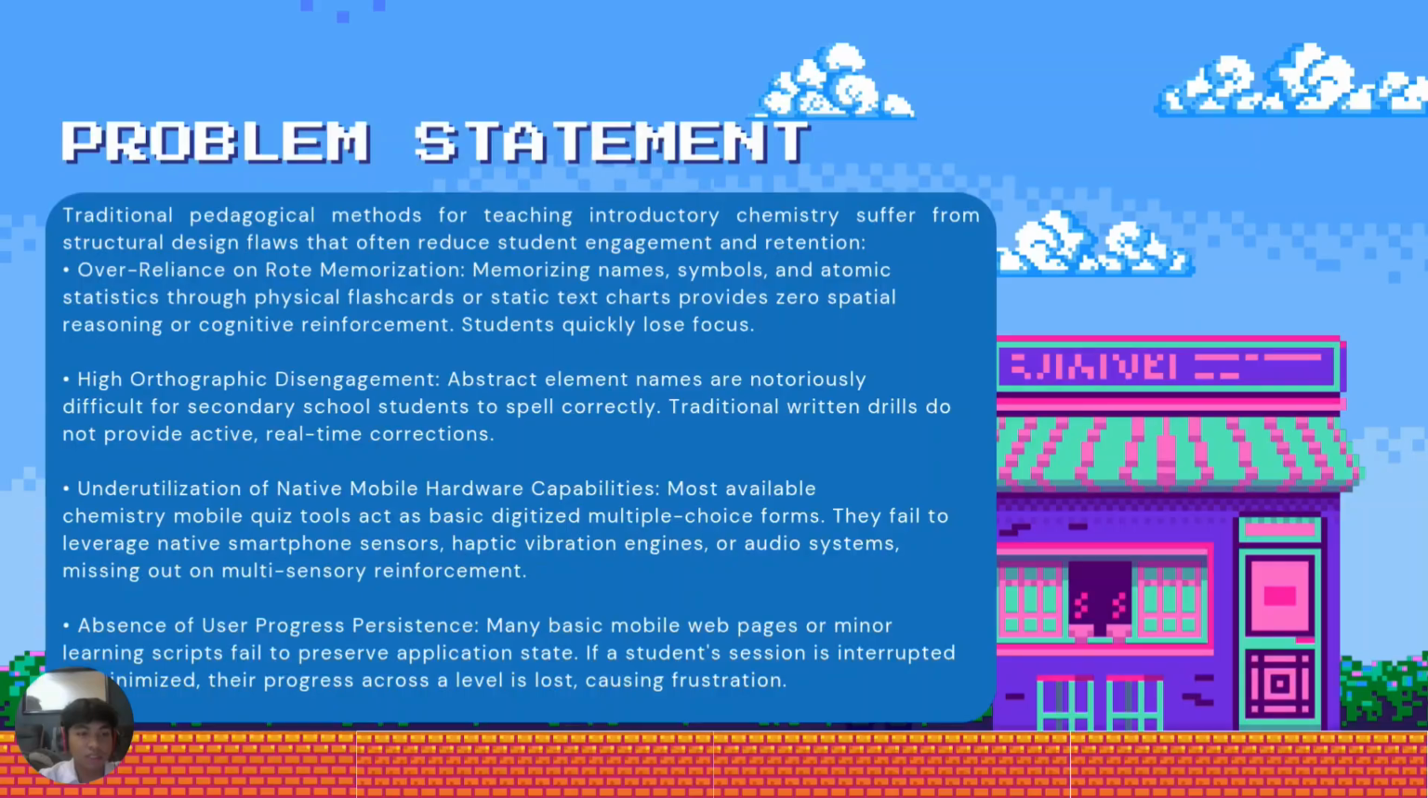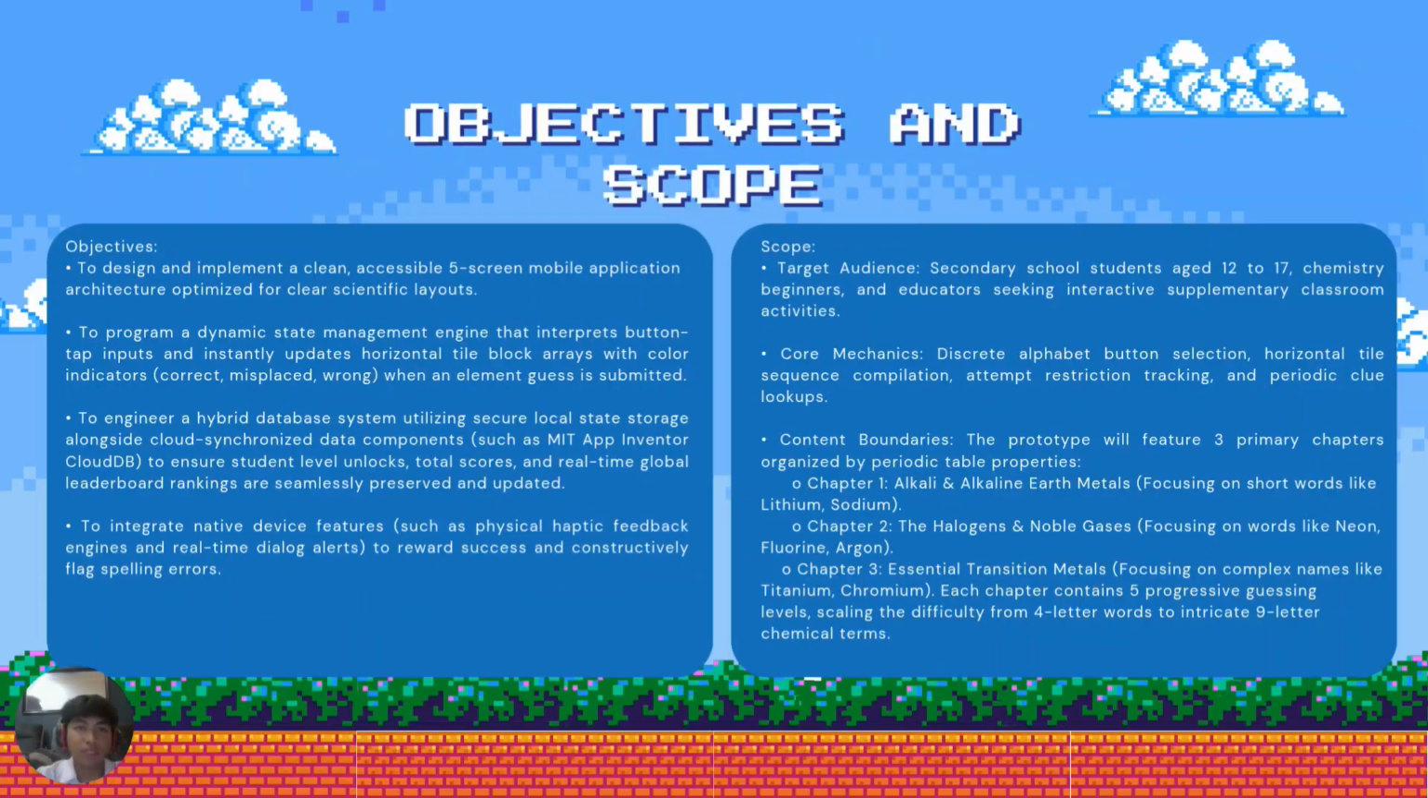And the last one is absence of user progress persistence. Many basic mobile web pages or minor learning scripts fail to preserve application state. If a student session is interrupted by minimizing the app, their progress across a level is lost, causing frustration to the students. Next, we'll be looking at the objectives and scope.